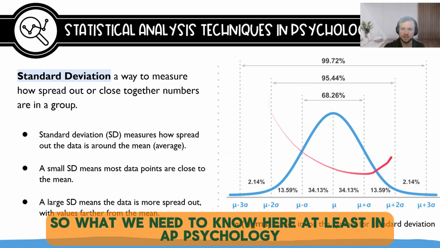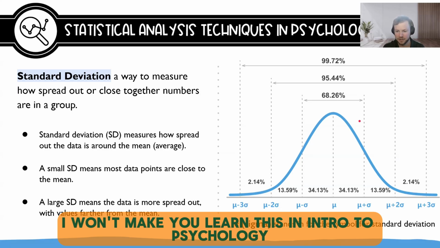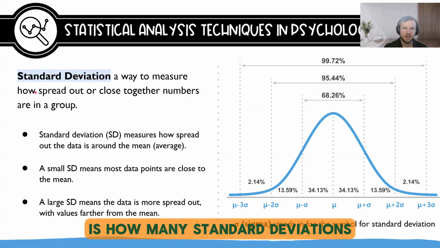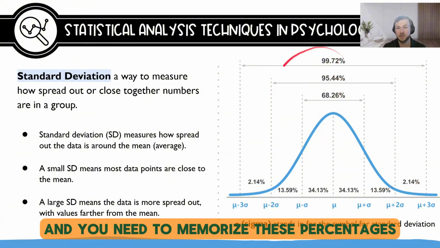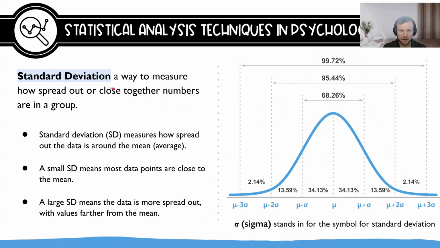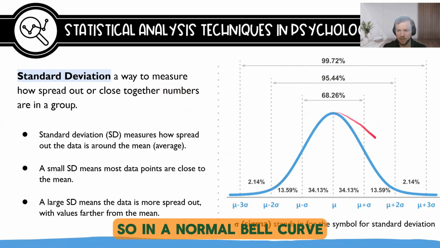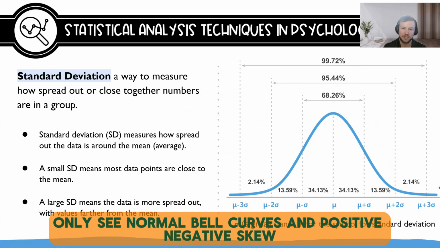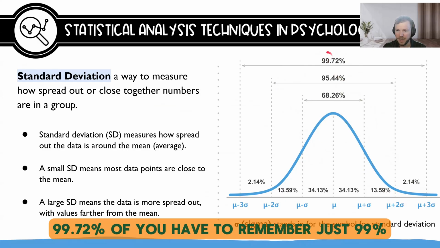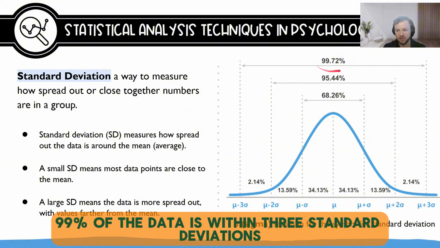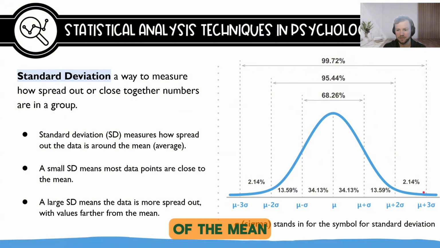All right, so what we need to know here, at least in AP psychology, I won't make you learn this in Intro to Psychology, is how many standard deviations in a normal curve are there, and you need to memorize these percentages. So let's figure this out. In a bell curve, you'll only see normal bell curves and positive and negative skew on any test. In a normal bell curve, 99% of the data is within 3 standard deviations of the mean.